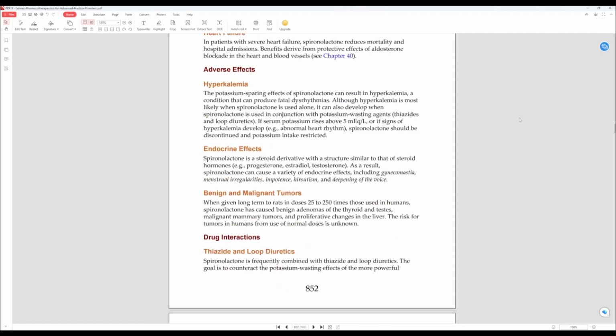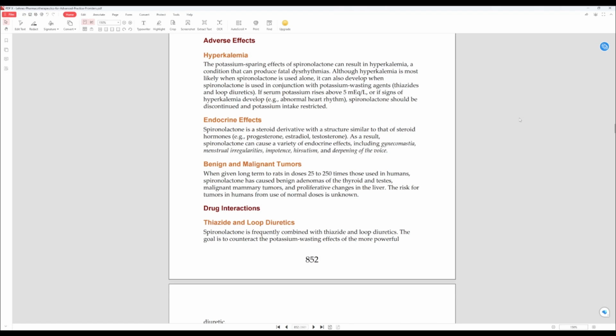However, Aldactone has adverse effects. Again, hyperkalemia. Because potassium-sparing effects of Aldactone can result in hyperkalemia, a condition that is just as fatal as hypokalemia and can cause a fatal dysrhythmia.